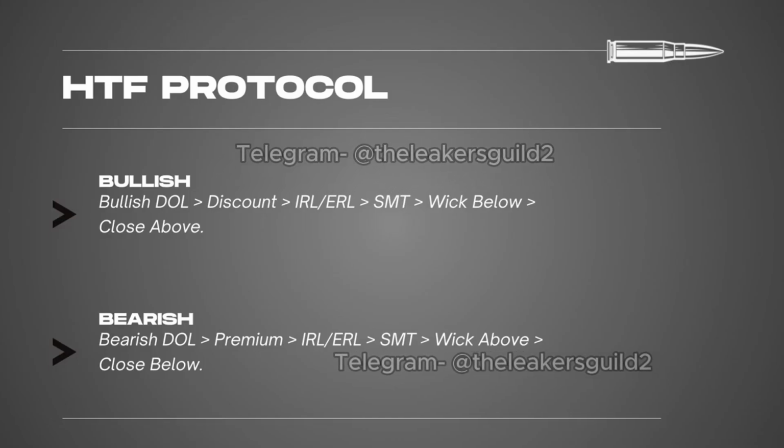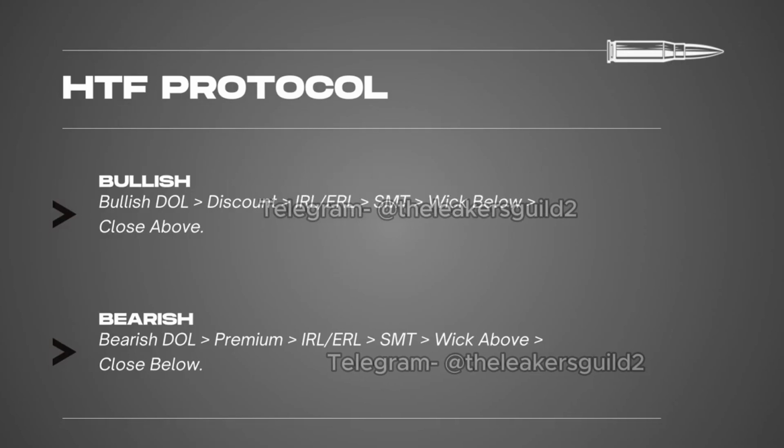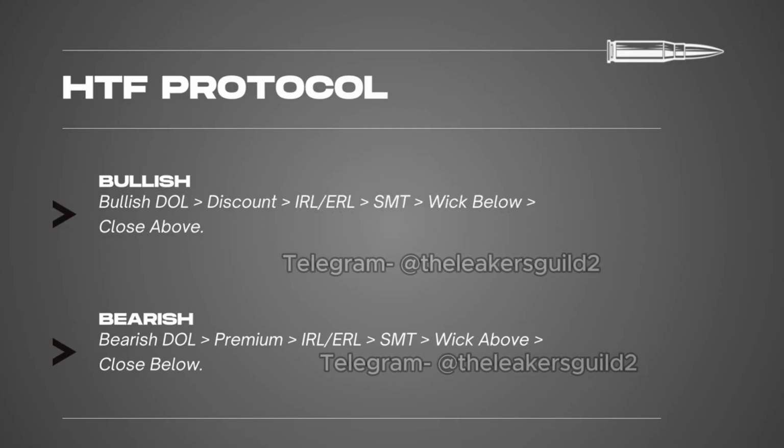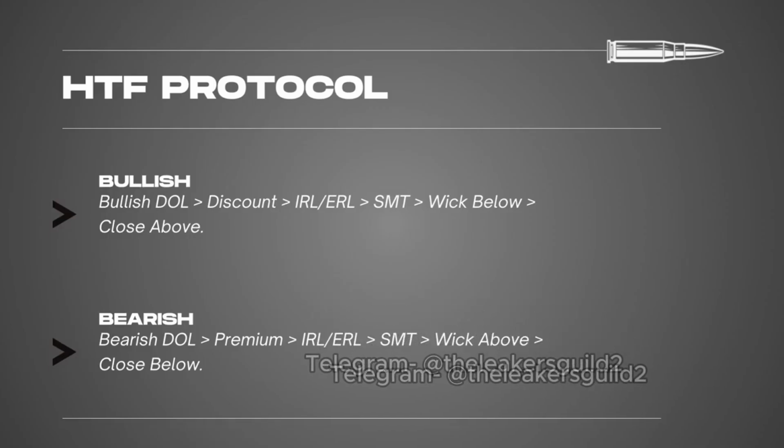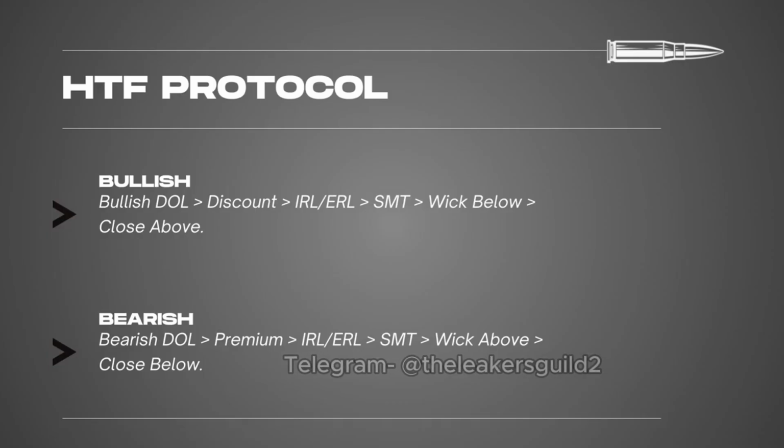Then we want to hit that internal range liquidity pool to target that external range liquidity pool. And inside that internal range premium level, we want to see SMT form. Now, also with that swing high formed, we want to see that candle wick above that previous candle and then close inside of that previous candle's range.